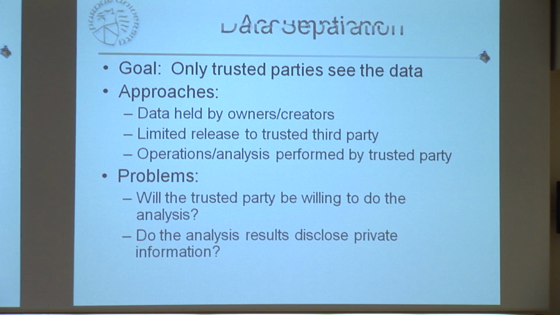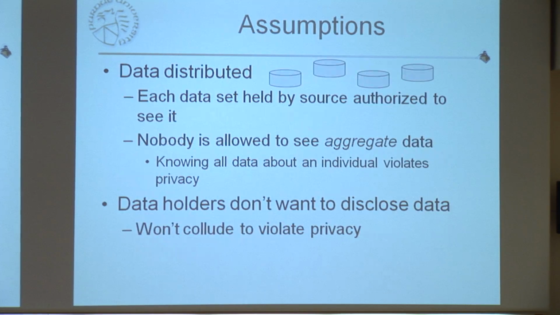We'll discuss that later. Okay, so the assumptions for this work: data is distributed. Each data set is held by someone who is authorized to see it. But nobody's allowed to see the aggregate data. Nobody can see everything. The idea is that knowing all the data about an individual is going to cause a privacy violation. If I know a few things about you, maybe that's not too bad. If I have a complete profile, I can do all kinds of nasty things.